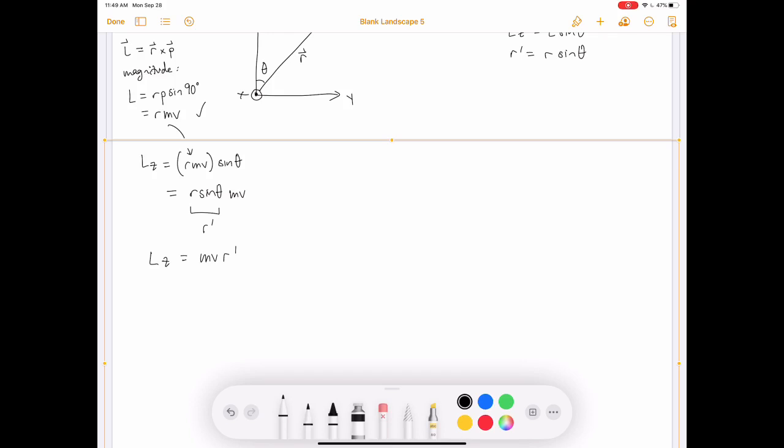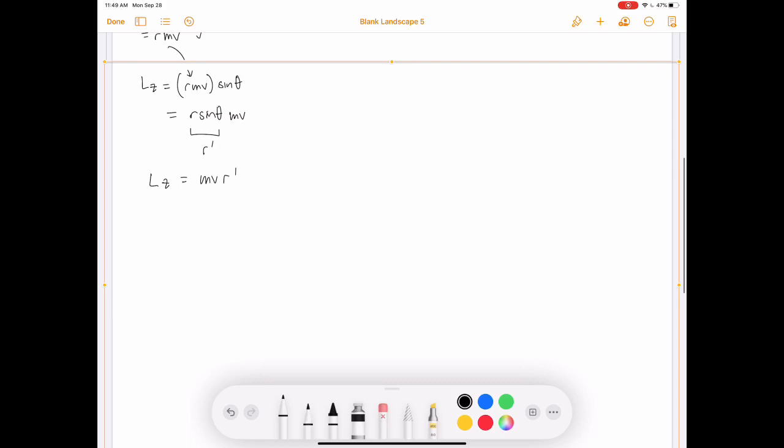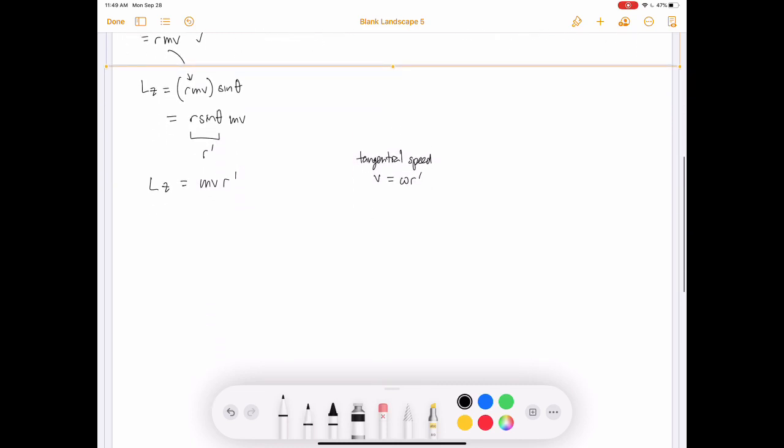Okay. The next thing I want to remind you of here is that we have something called a tangential speed for an object moving in a circle. That's given by v equals omega times the radius of the circle we're moving in, which in this case is r prime. Remember, r prime is the radius of the circle that this particle is moving in. So the tangential speed of that particle would be omega times r prime.